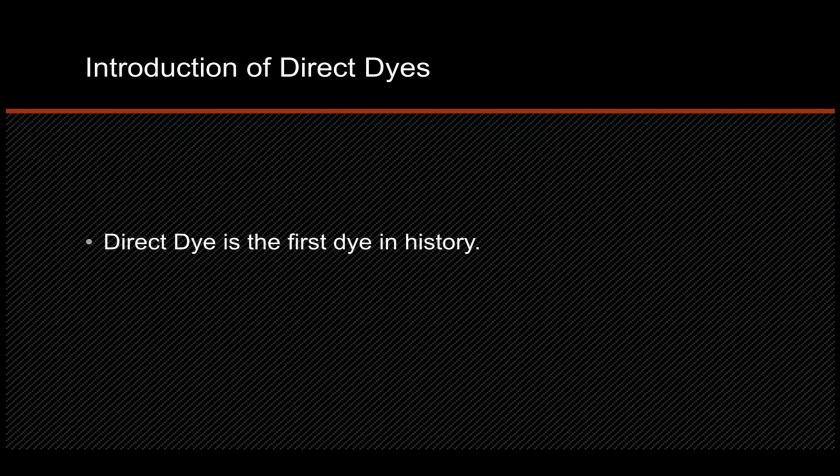Direct dyes are the dyes that were introduced for the first time in history. They have substantivity for cotton fiber, so that's why they are also called direct cotton color or DDC. In it, no mordant is needed before the application of direct dyes.